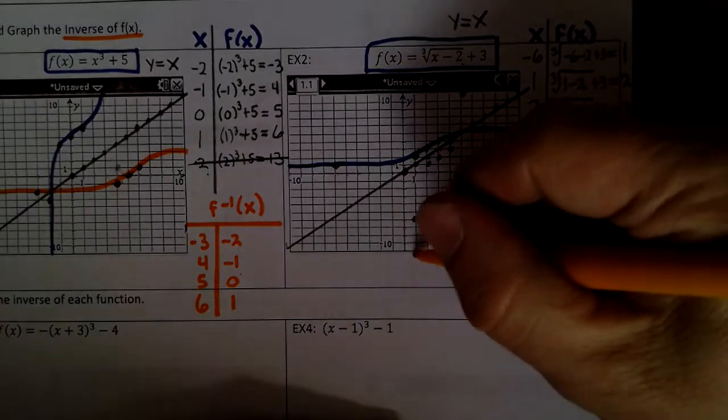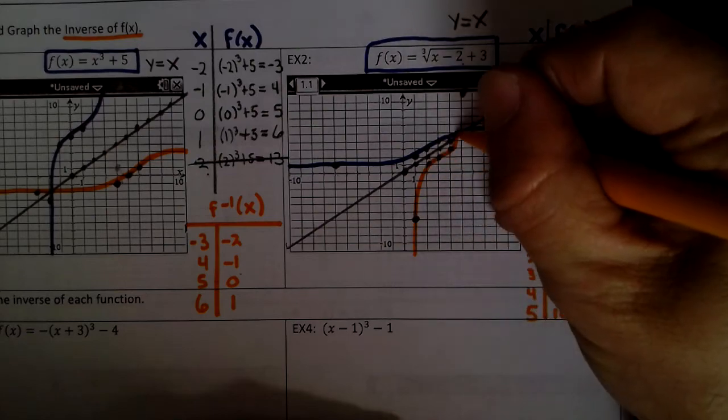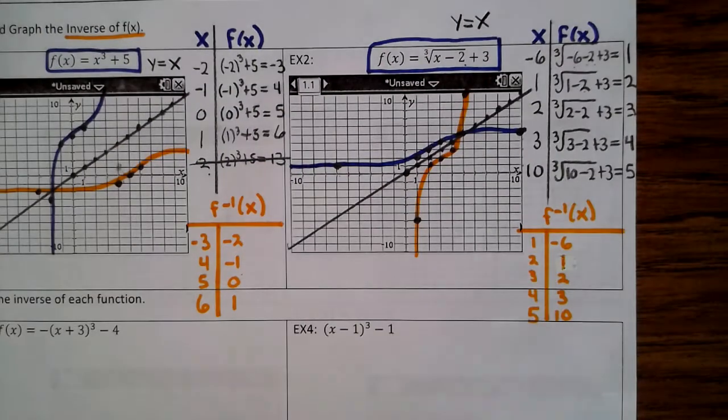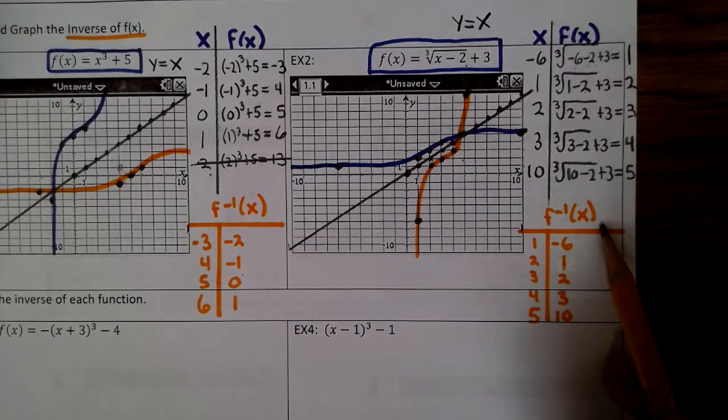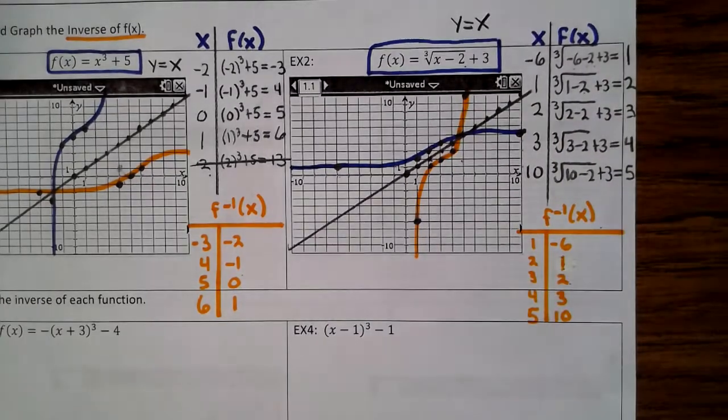And you can see here that they reflected over the y equals x line. So f inverse of x is definitely the inverse. All right, so that's graphically. Now let's take a look at find the inverse of each function algebraically.